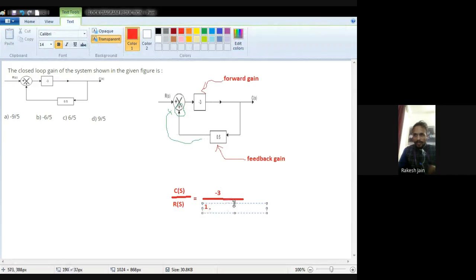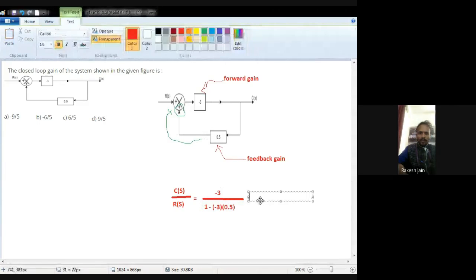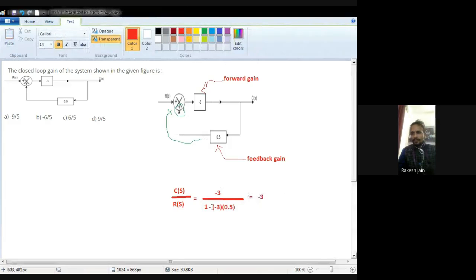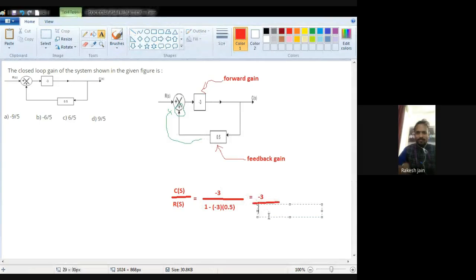So forward gain divided by 1 minus forward gain multiplied by feedback gain. Feedback gain is 0.5. Simple. So what will be the answer? So see, this is equal to minus 3 divided by 1 plus 1.5, that is 2.5.